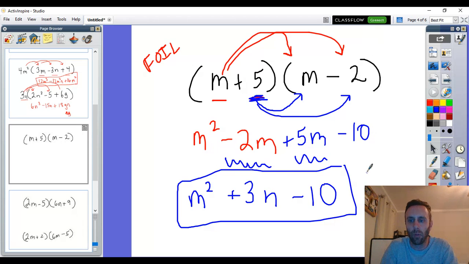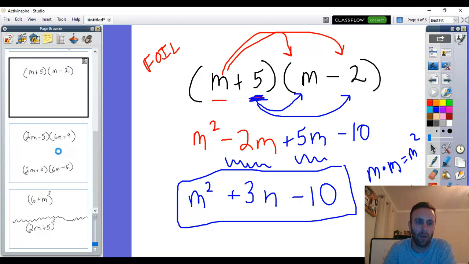So just a reminder, when you multiply m times m, you get m squared. But when you add m plus m, you just think of it as 1m plus 1m, which means you have 2 m's. So look at the difference between those two things. So go ahead right now and try the first one right here.